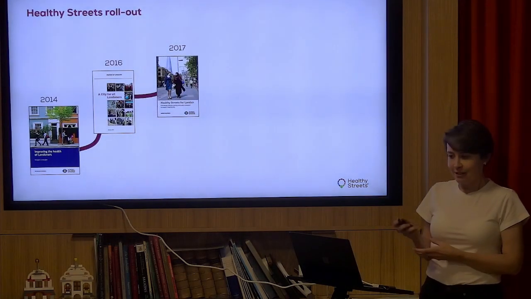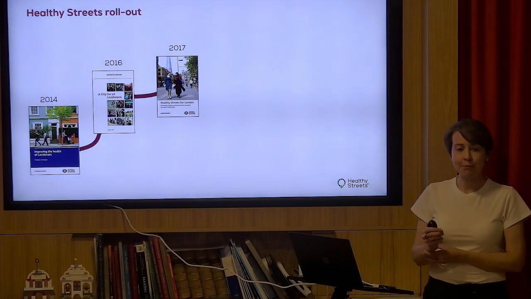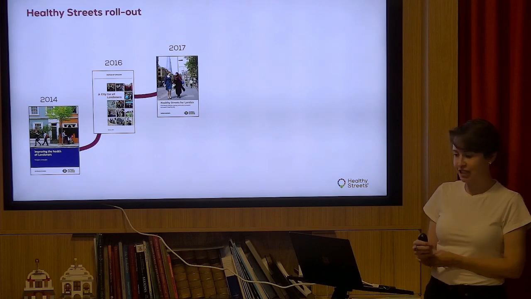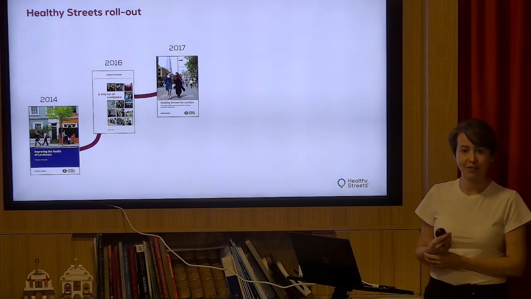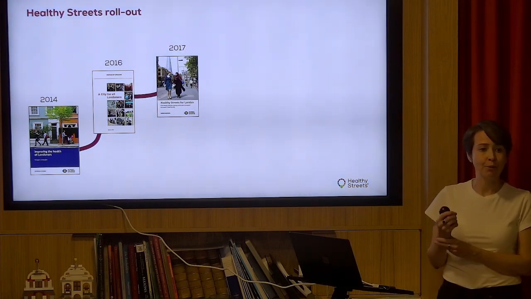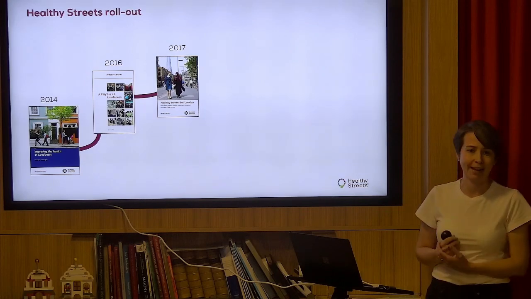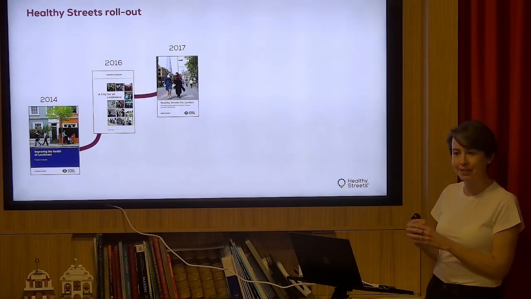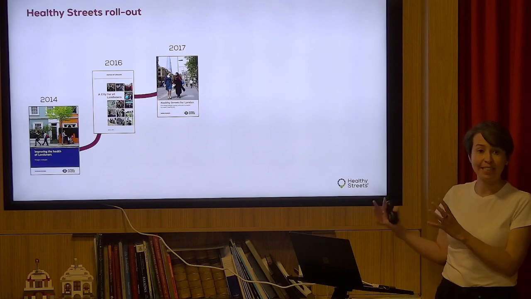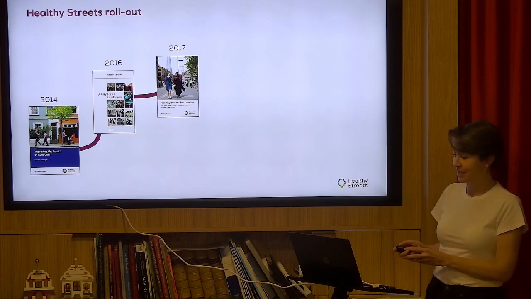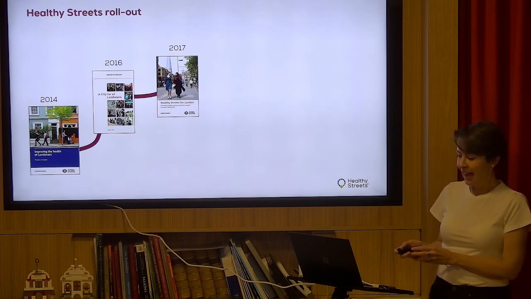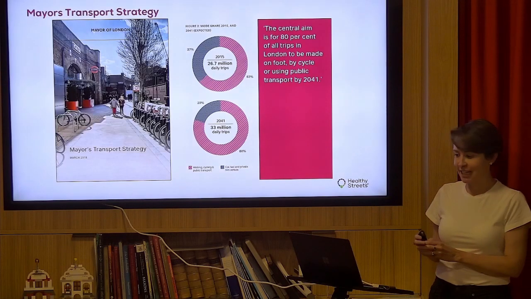But we moved on. 2017, as a precursor to the Mayor's transport strategy, a document called Healthy Streets for London came out. And if you want to look at the policy around healthy streets in London, this is the shortest way of getting a handle on what was thought and what the plan was back in 2017. And then came the Mayor's transport strategy in 2018.